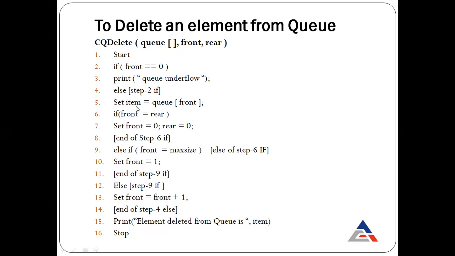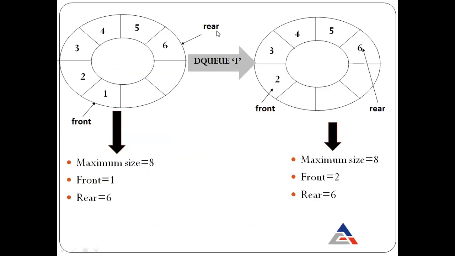Else if front is equal to rear, both are having same value. I'm having only one element in the queue. If I delete it, then both remain 0. My queue will become empty. So if front is equal to max size, then if I delete the element from front location, then my front will become 1. Because last location will be deleted. I have only one element. After deleting the one element that is the last location, then again it's a circular queue. It comes to the first location if I want to add. This is how we can perform the operation.